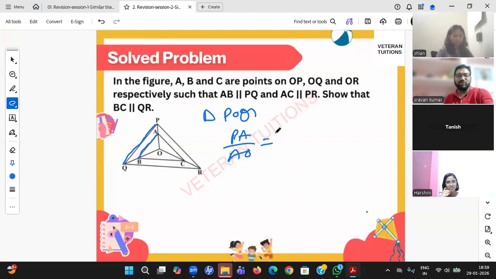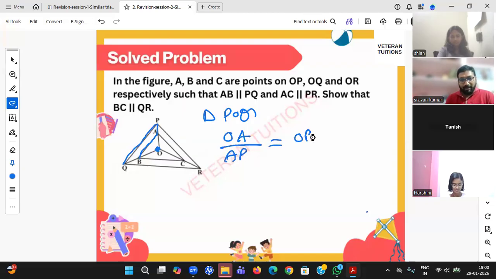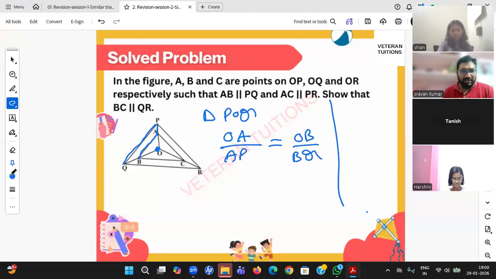That is what I am saying. Don't make these mistakes, Tanesh. I said please start from the common vertex so that you will not mix up. What did you say? You said PA by AO equal to QB by BO, which is wrong. Please start with the common vertex, and all these confusions will be lost. OA by AP equal to OB by BQ. Okay, Tanesh? Yes, sir.